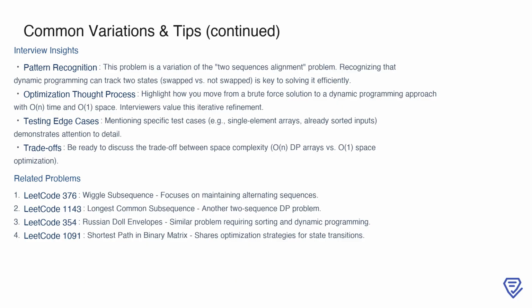It's also important to emphasize your attention to detail by discussing specific edge cases, such as single-element arrays or sequences that are already sorted. These examples demonstrate that your solution is robust and well-tested. Additionally, you should be prepared to discuss trade-offs, like the benefits of reducing space complexity from O(n) to O(1) using iterative methods versus the simplicity of a more intuitive DP array approach. To deepen your understanding and impress your interviewer, you can also draw parallels to related problems, like Wiggle Subsequence, which focuses on alternating sequences, or Russian Doll Envelopes, which uses sorting in dynamic programming. These connections show that you understand broader patterns in algorithmic problem solving.